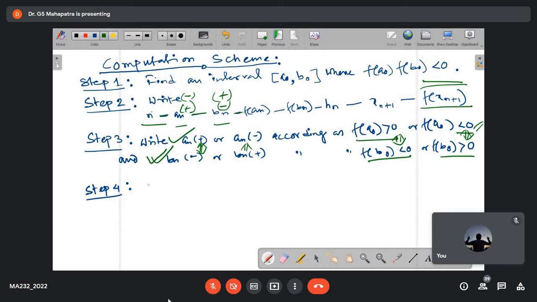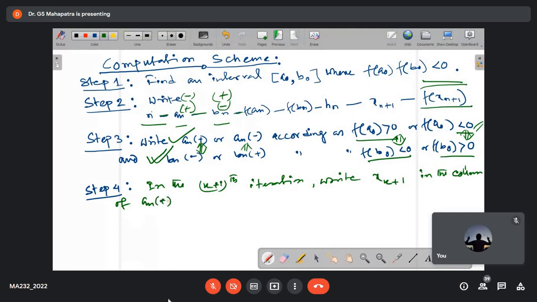Now in the k plus 1th iteration, write x k plus 1 in the column of an plus, n plus, if f of x k plus 1 is greater than 0, and keep bk fixed in the column. So same case, opposite case will be there.